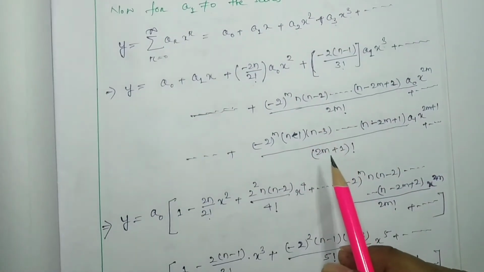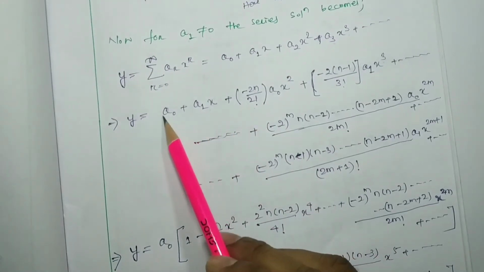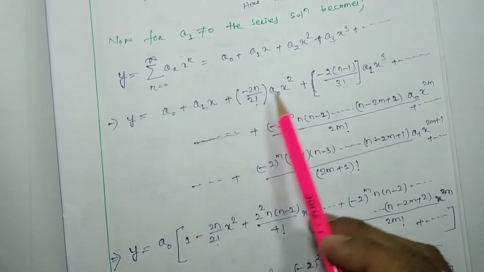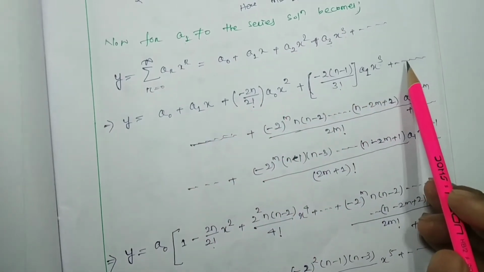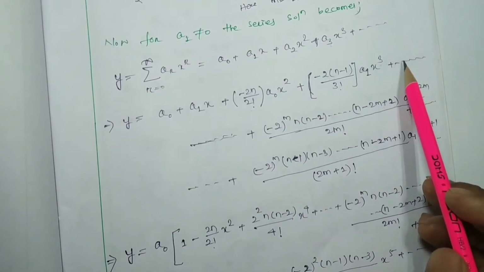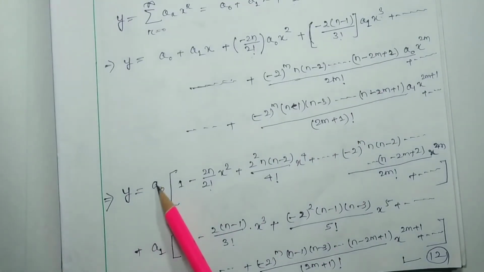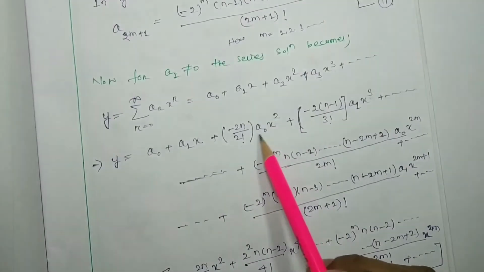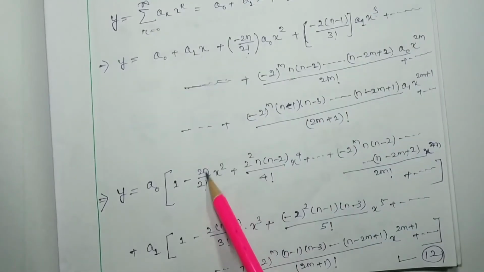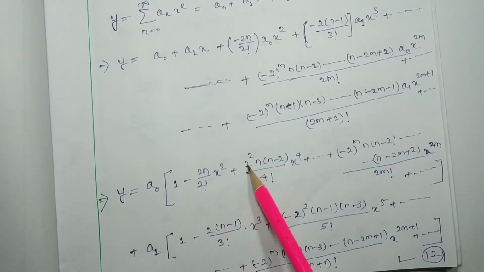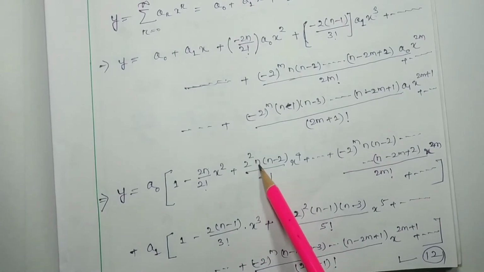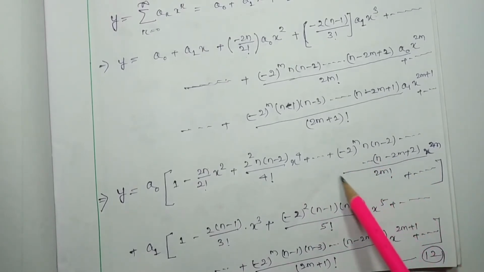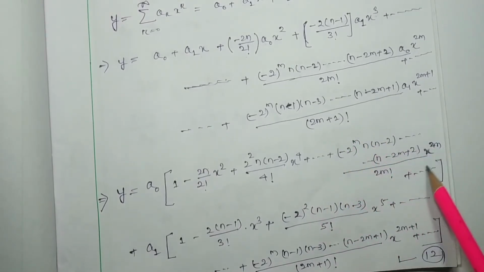So we have to take a0 as common. If we take a0 common, we can find a0 in the even terms. See, a0 here with x square, and wherever x4 is there, a0 we can find. So y equal to a0 taken common: 1 minus 2n by 2 factorial into x square plus 2 square into n minus 2 by 4 factorial into x4, and so on, the general form of even terms.